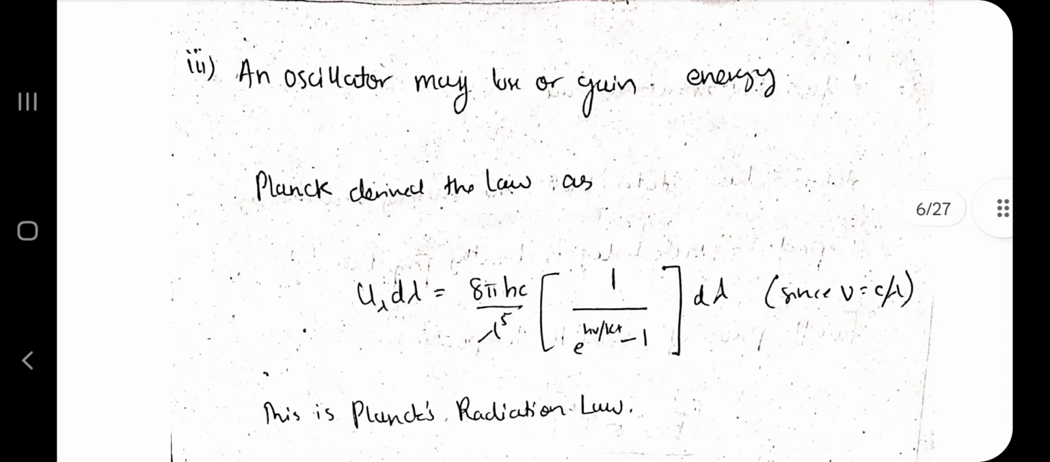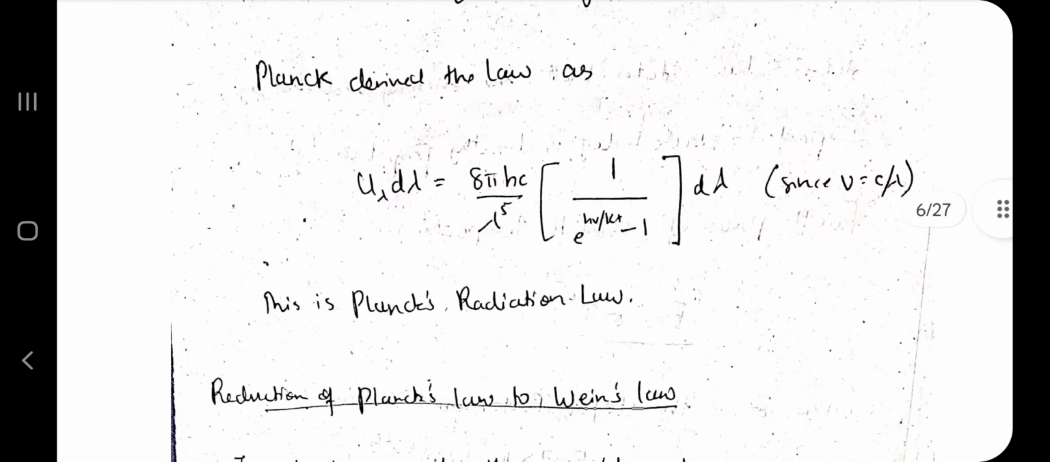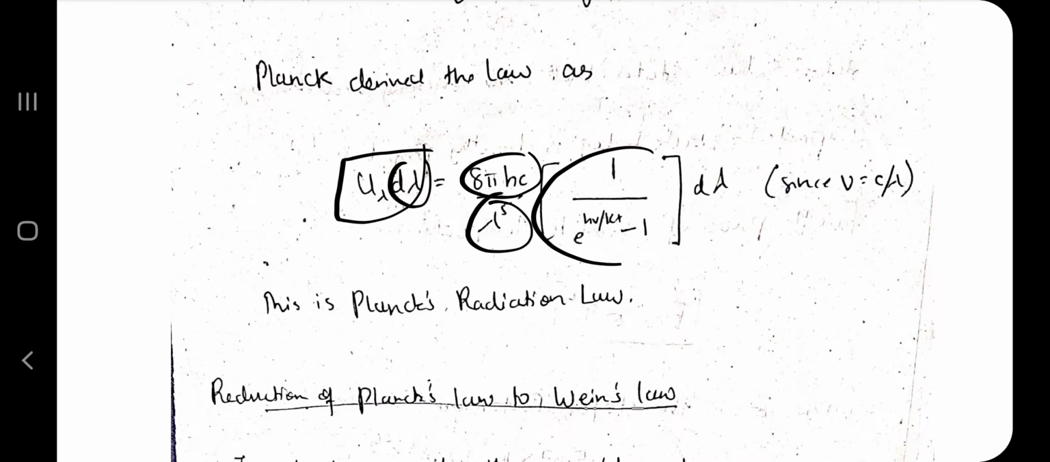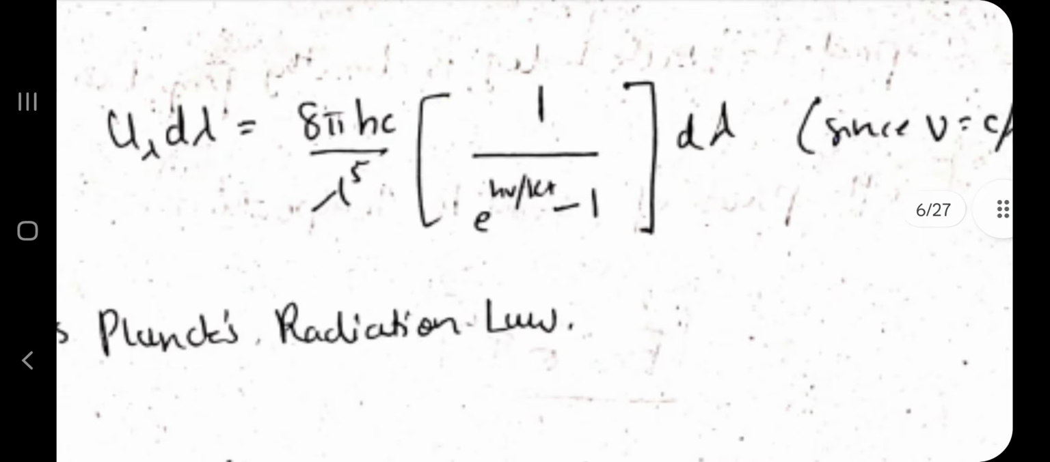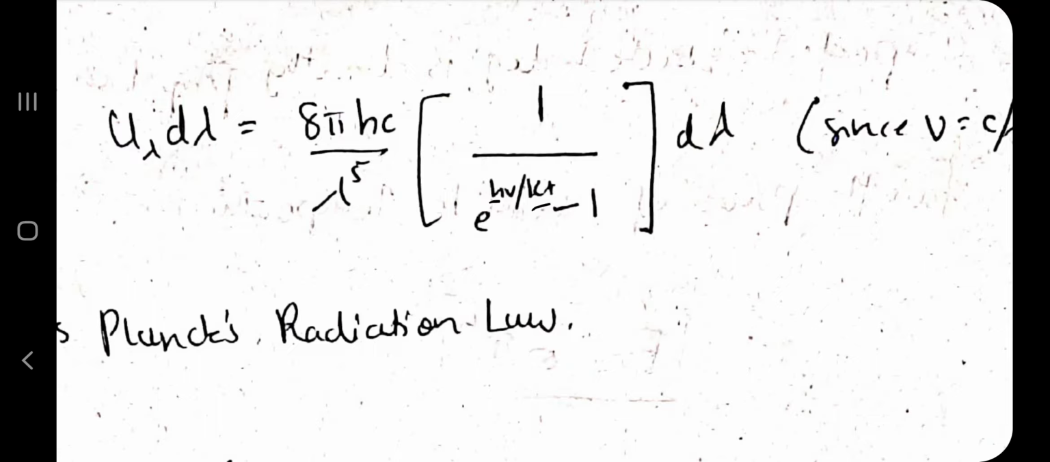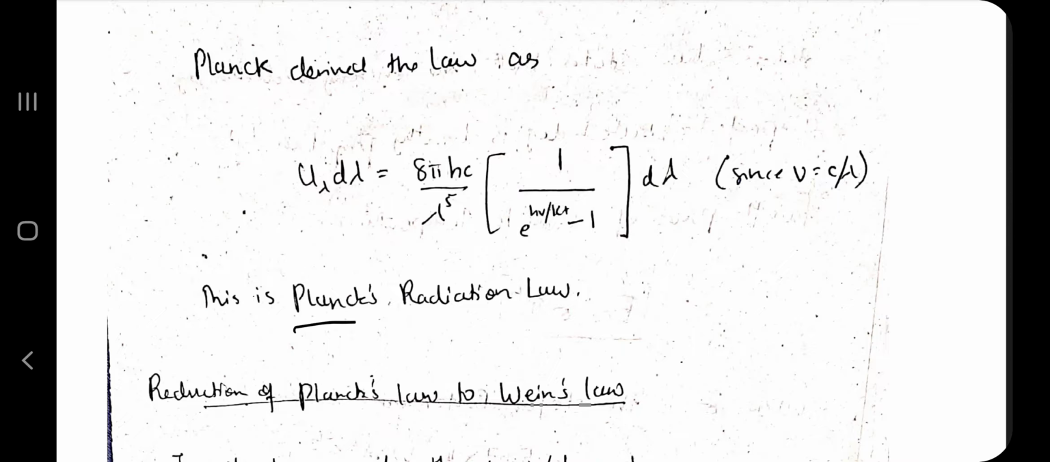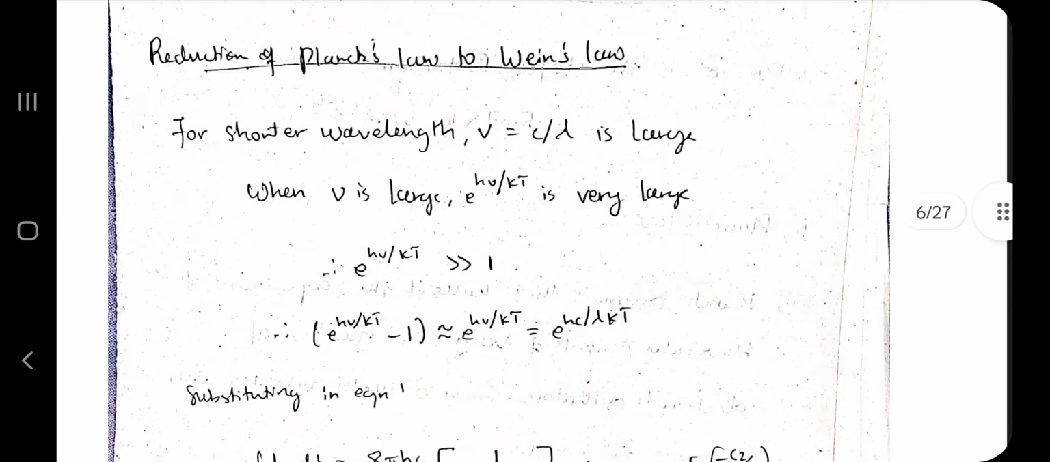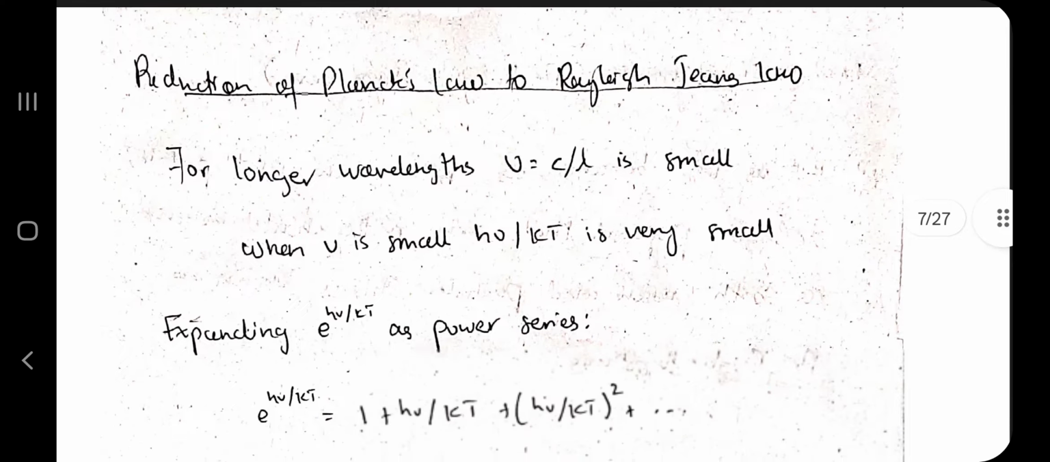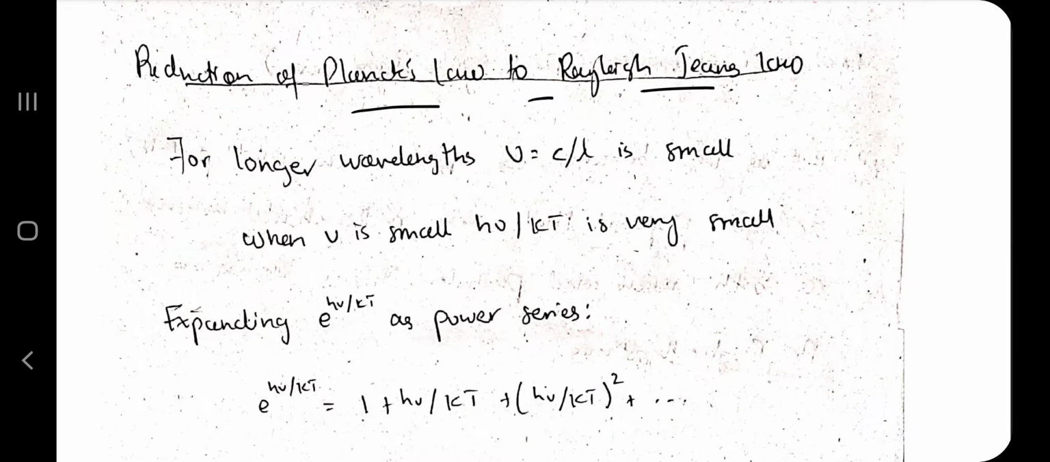The third thing is that it may lose or gain energy, and this is the derived law: u_lambda d lambda is equal to 8 pi hc by lambda to the power 5, times 1 by e to the power hv by kT minus 1, d lambda. This is Planck's radiation law. Now we have studied three laws. We will be reducing Planck's law to Wien's law, as well as to Rayleigh's law.